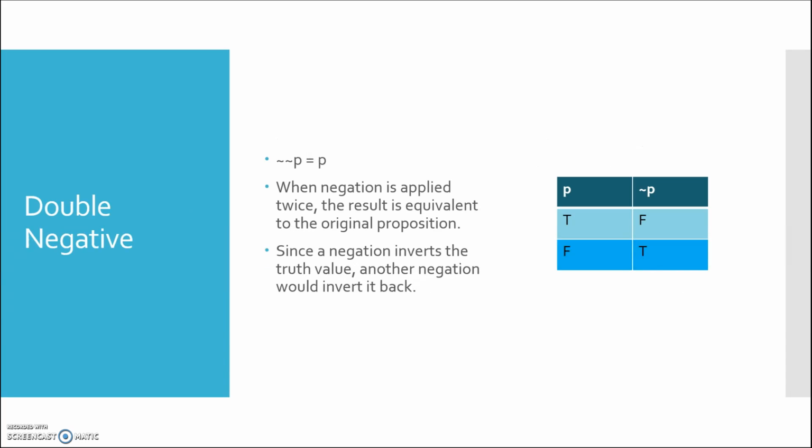The first and probably the most intuitive of these, especially to English language users, is the double negative. Essentially this says that when a negation is applied twice, the result is equivalent to the original proposition. Since negation inverts the truth value, another negation would invert it back. And you'll notice during this presentation I've just pulled the logical operator truth tables for your reference. Again, this just is to say not not P is the same thing as P.